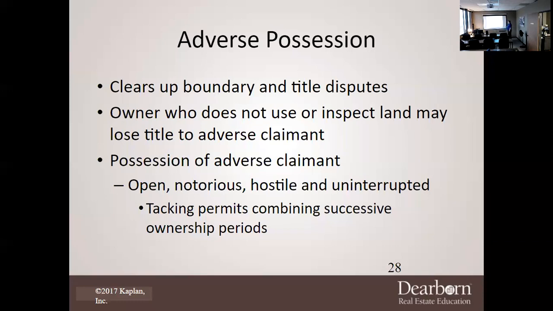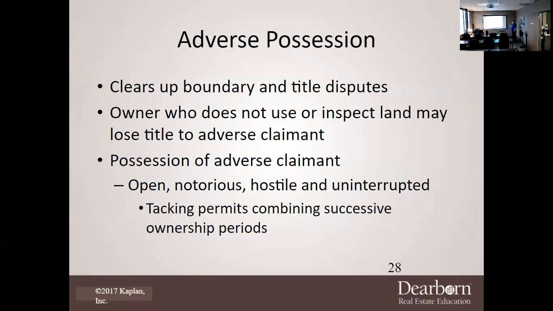So again, adverse possession clears up boundary disputes, title disputes. An owner who does not use or inspect land may lose title to adverse possession. And the possession of the adverse claimant must be, again, like we said, open, notorious, hostile, and uninterrupted. That's where that guy's going to have to be very, very key, is that he's got to make certain it's not interrupted. Because if it's interrupted, it can screw up what he's trying to do. If you notice, that's why he's got all the stuff in the house. He's trying to keep hold and got the no trespassing.